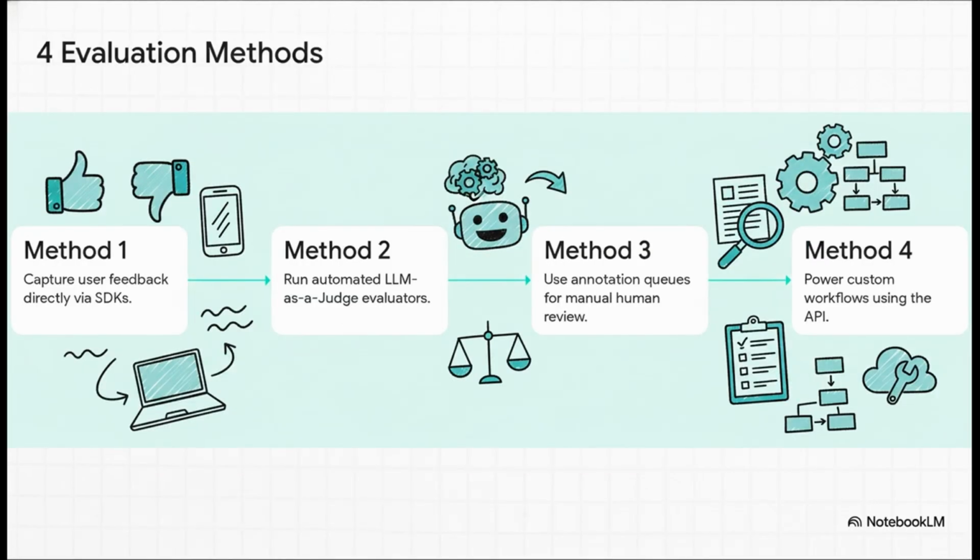So how do you do that? Well, Langfuse basically hands you a whole toolkit. You can grab feedback directly from your users, the classic thumbs up, thumbs down. You can use another LLM to automatically score the quality. For the really tough cases, you can set up queues for your own team to manually review things. And for everything else, you can use the API to build whatever custom evaluation you can dream up.